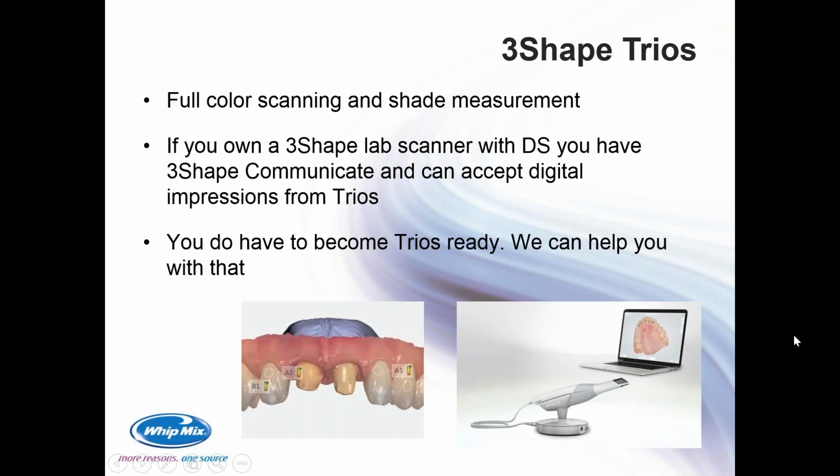And then we have the 3Shape Trios, which is full color scanning and shade measurement. The nice thing about 3Shape, or the Trios, if you are a 3Shape lab, meaning you have a 3Shape lab scanner with Dental System Premium or any of the Dental System softwares, you have 3Shape Communicate automatically, which means that you can accept digital impressions from Trios. There's certainly a bonus there, and you will have to become Trios ready, which we can help you with, or your reseller can help you with, and I am going to touch on that here in a few slides as well.